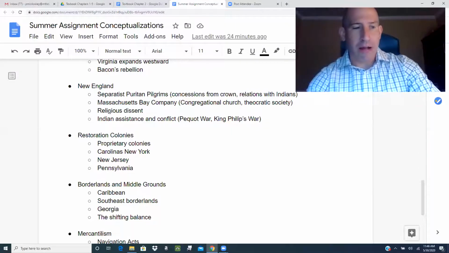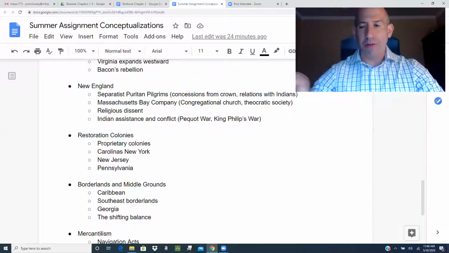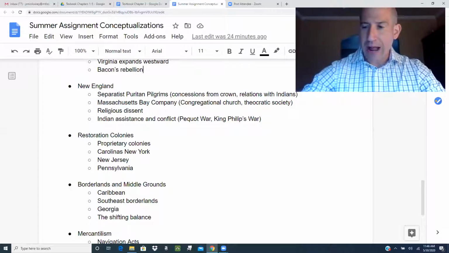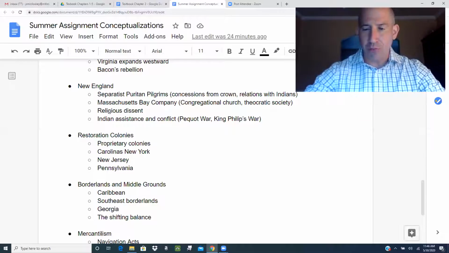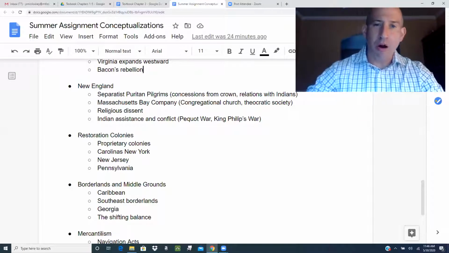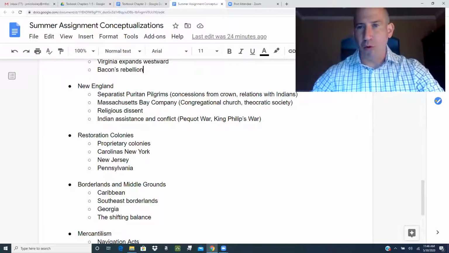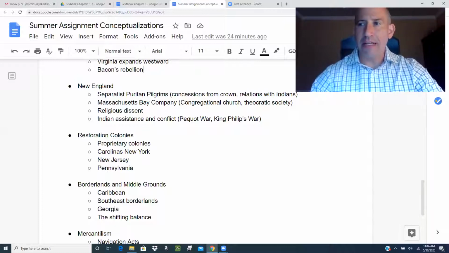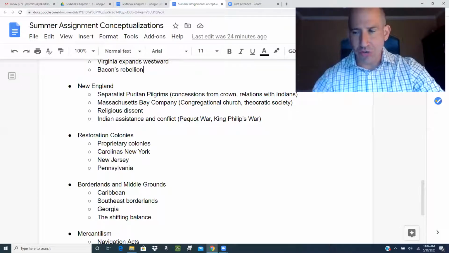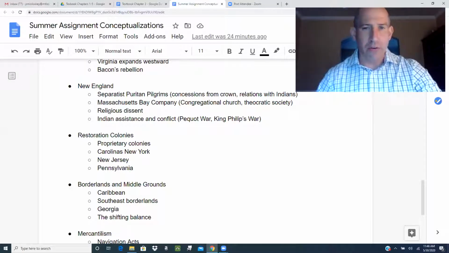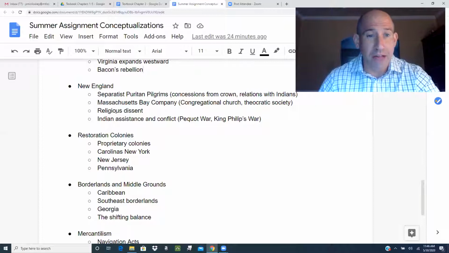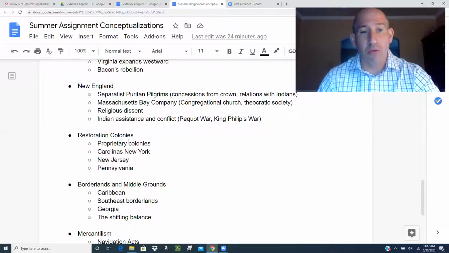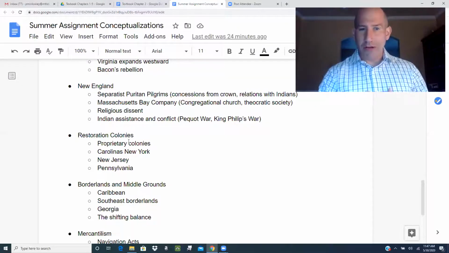It also talks about, again, as we talk about middle ground, original interaction, cultural exchanges between Indians, and then the Pequot War, and then finally King Philip's War, which is like the last attempt of Indians to unite and try to drive out English colonists in New England. So you see that. The next thing you learn about are the Restoration colonies.